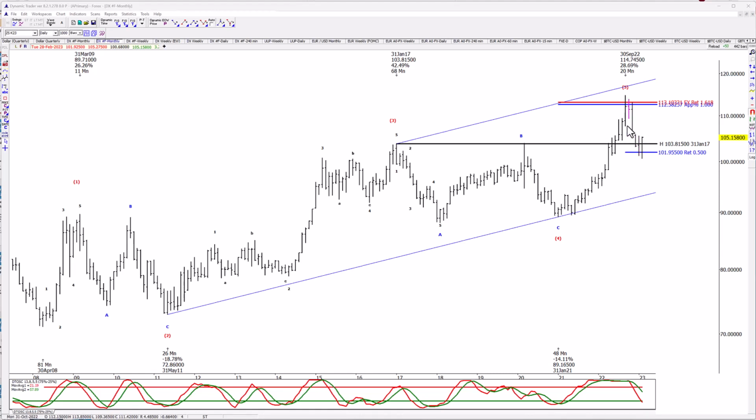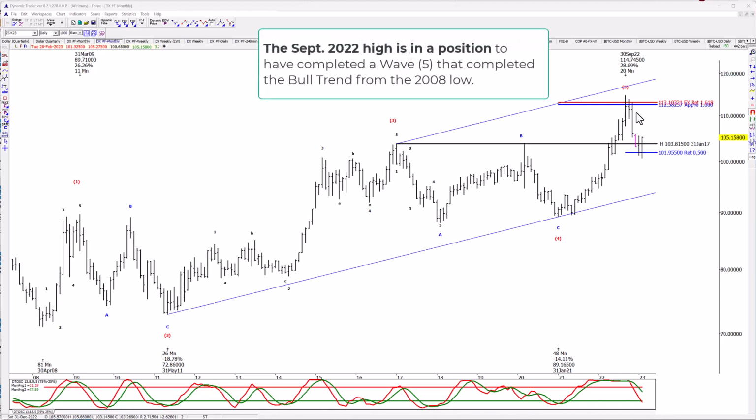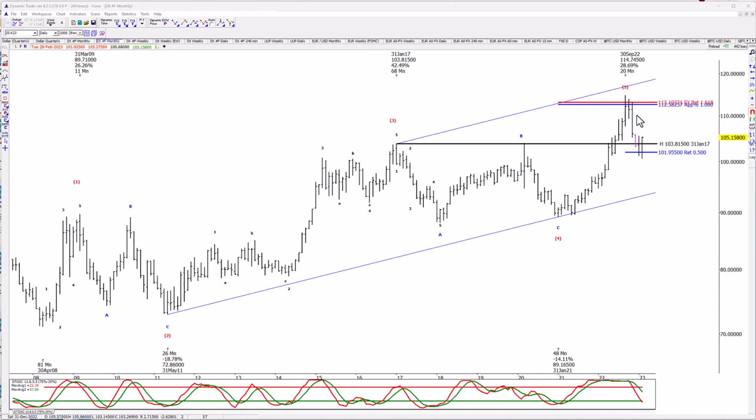listen to my language, it's very important how I phrase this. Now, as of September 2022, the dollar index was in a position to have completed a 5-wave impulsive bull trend that began all the way back at the 2008 low. That's really significant if indeed that end of wave 5 and bull trend is complete last September.